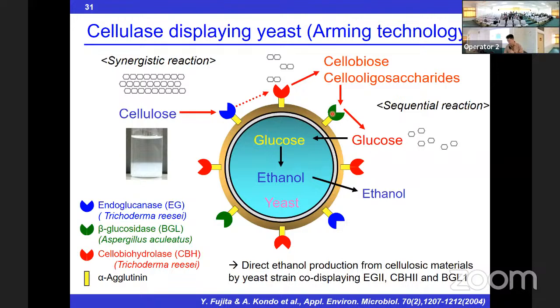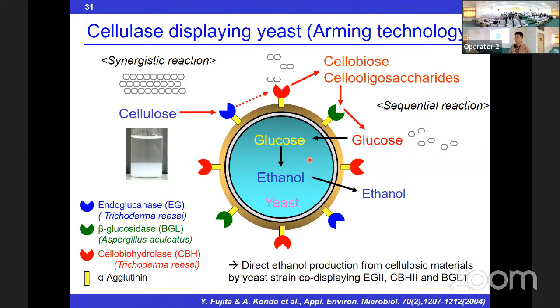So on the surface of the yeast, we could initiate cellulose degradation by combining the cellulases on the surface, and the final product, glucose, is automatically taken up by the yeast strain and converted to ethanol. So by using this, we could easily produce ethanol from cellulose.